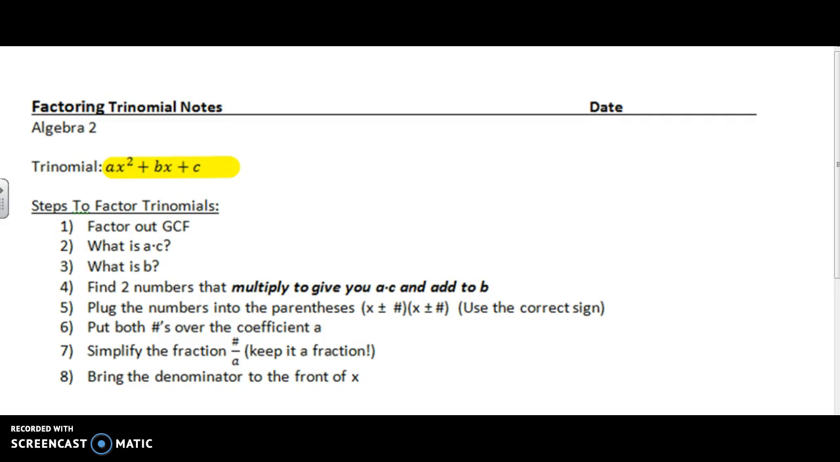So we're going to go through factoring trinomials. You can see what's highlighted here is ax squared plus bx plus c. That's generic form for any trinomial. The steps that are listed below, you can read through them yourself, so you can hit pause and take a minute to read through them. And when you're ready, I'll be ready to go on to showing you how to use them.